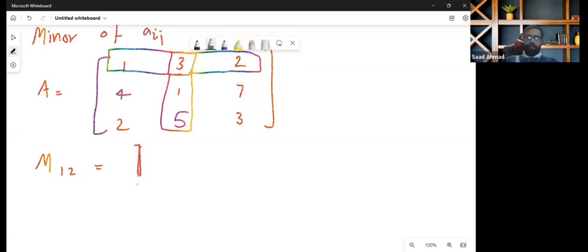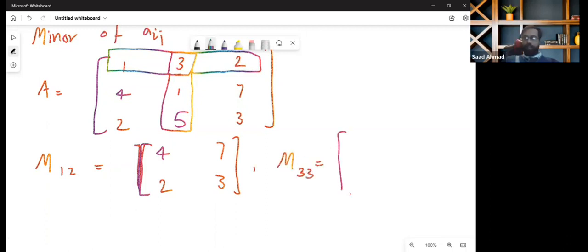Let's do the determinant for the remaining. So what's left? 4, 7, 4, 7, 2. All right. So then you find the determinant of this thing. This is M1,2. Let's say I want to find M3,3.